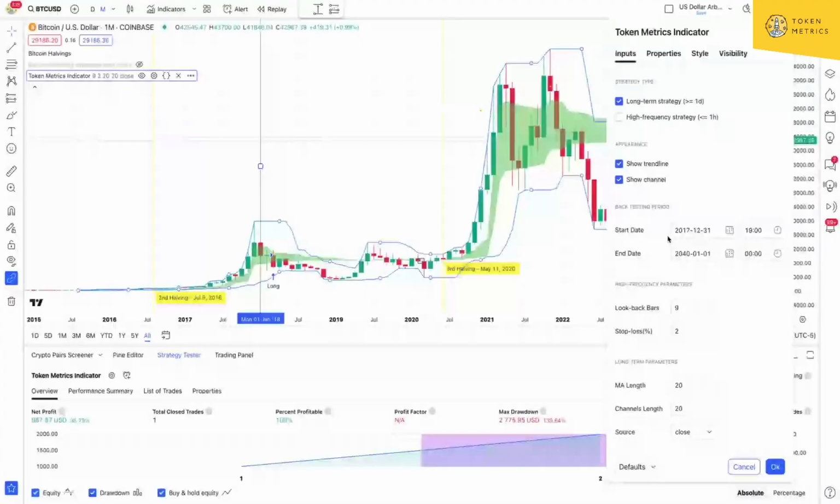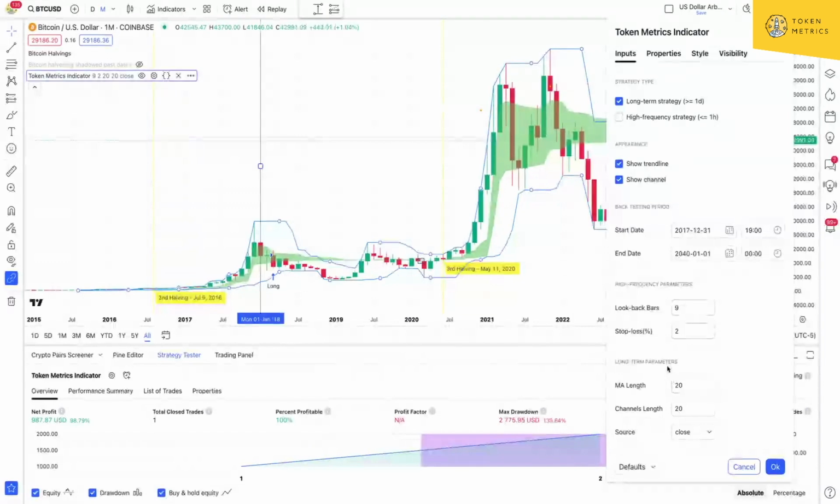This tells you before you enter what the historical ROI is. Down here we have the net profit, the number of trades this indicator is doing, the percentage that are profitable, the profit factor, and the max drawdown. You can always change the start and end dates. Then you can also modify the high frequency parameters if you're day trading over here. The defaults are 9 and 2. We'll just leave them at the default, but you can always play around with this, right? It's in terms of how many bars you want to look back and what the stop loss percentage is.